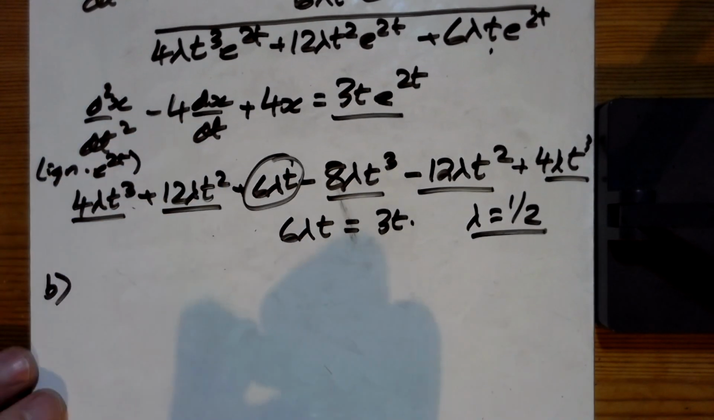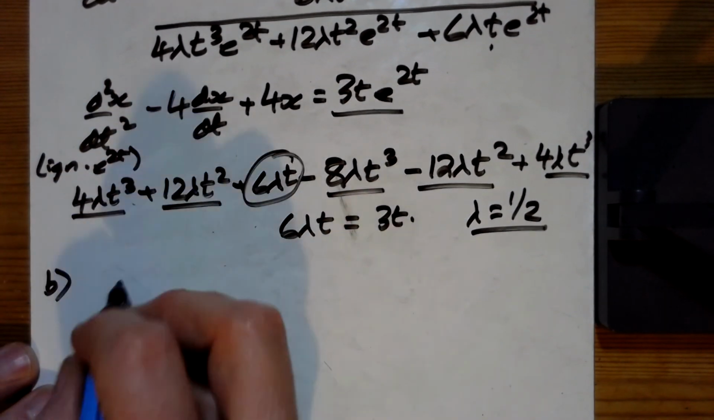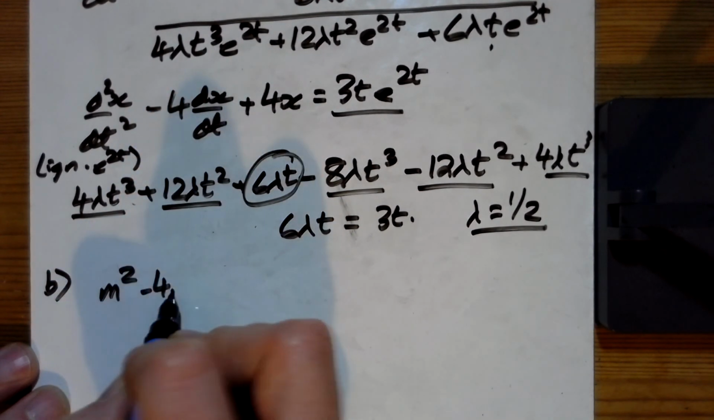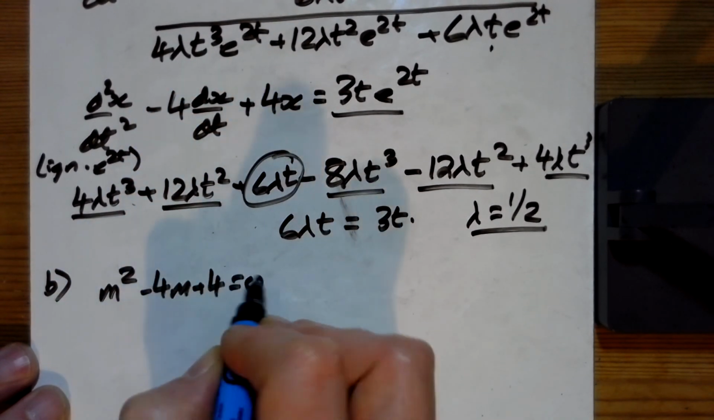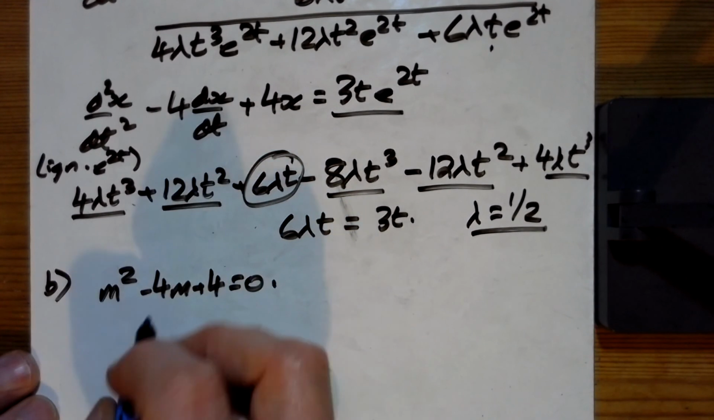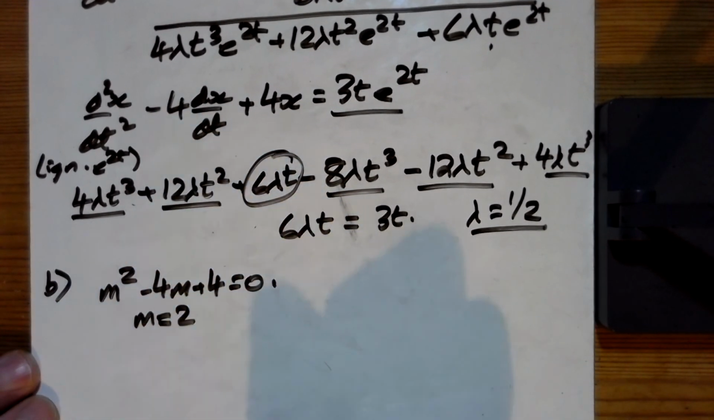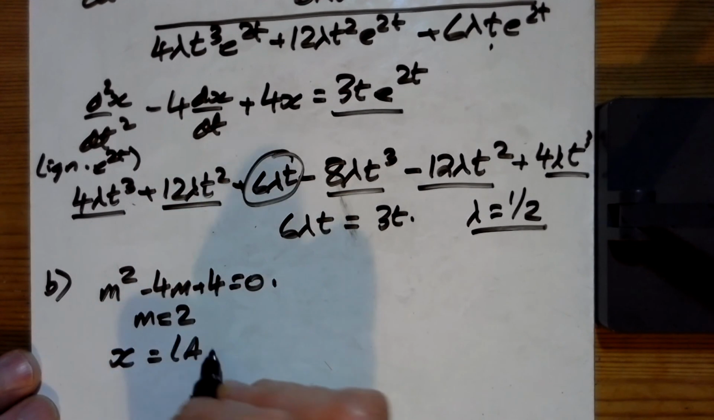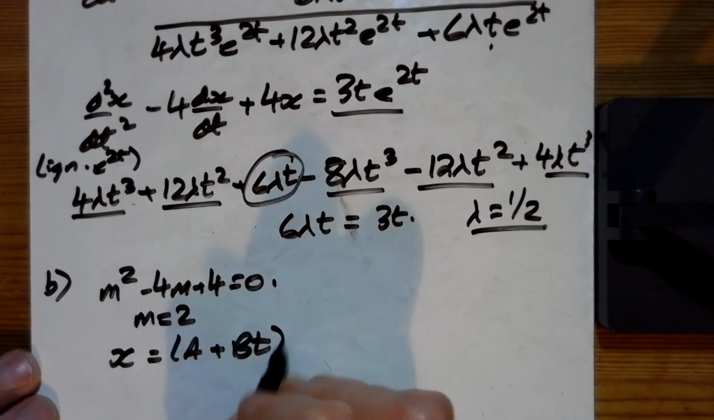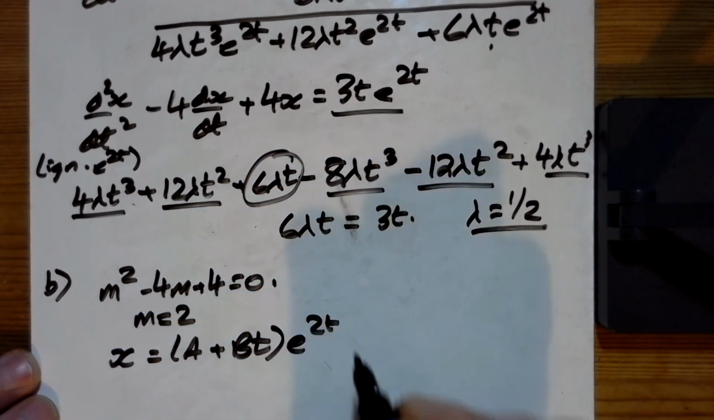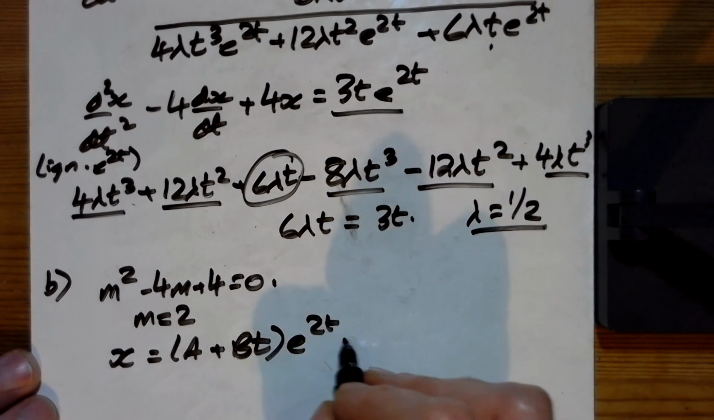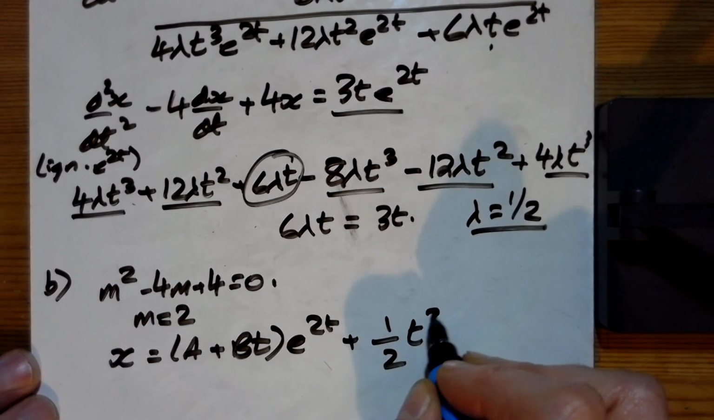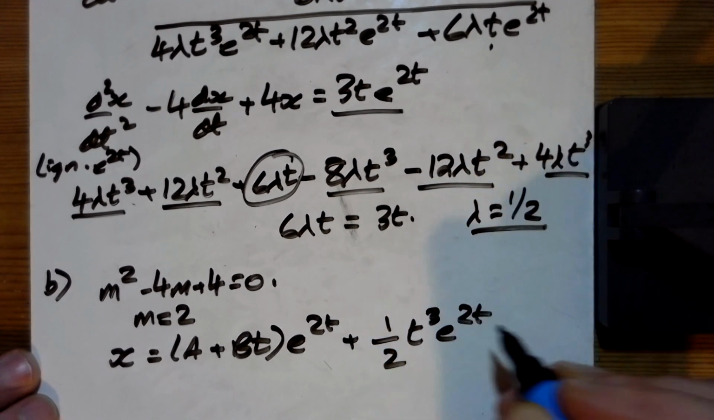Now we're not finished for the whole thing, because now we've got to do the rest of the equation. So the auxiliary equation for this thing here is m squared minus 4m plus 4 equals 0. So that gives us a repeated root of m equals 2. And so our answer is going to be a plus bt e to the 2t, that's from that bit there, and then plus the bit that's worked out earlier, a half t cubed e to the 2t.